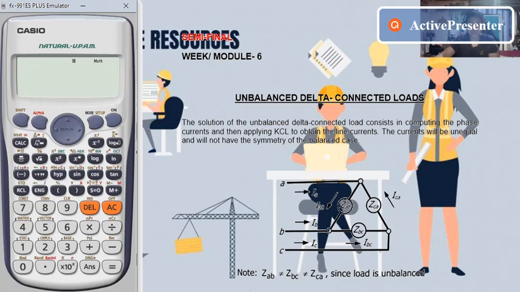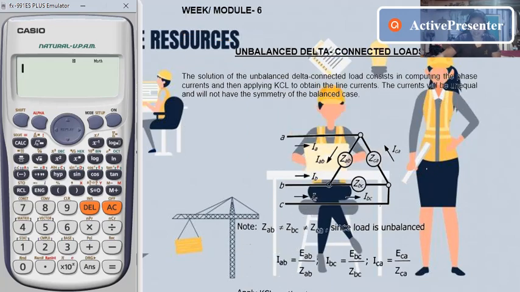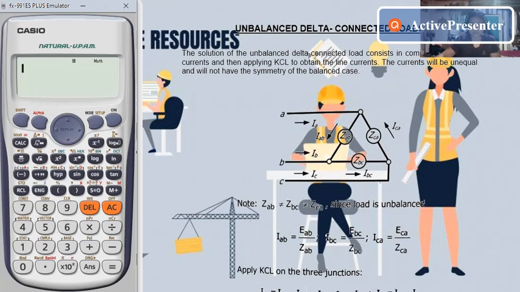The solution of the unbalanced delta connected load consists in computing the phase currents and then applying KCL to obtain the line currents. The currents will be unequal and will not have the symmetry of the balanced case since the load is unbalanced. So it is not the same as our balanced case from module 5.